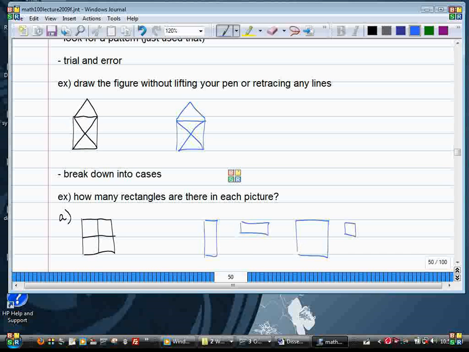So now that we realize that, what should we do? Count up how many of each there are. So of the first kind of rectangle, how many are there? There's 2 of these. Of the second one, how many are there? There's 2. Next one, there's 1. Next one, there's 4. So how many rectangles are there? There's 9. There you go.